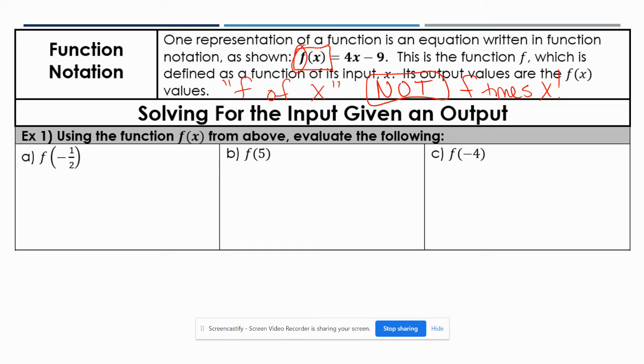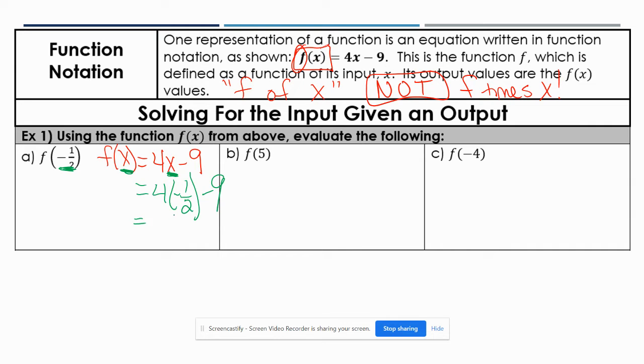How do I evaluate? Well, remember it says to use the equation from above, and that was f of x is equal to 4x minus 9. Well, it's asking us right here to change this x to negative 1/2. That means we're plugging negative 1/2 in for the x there as well. So we would have 4 times negative 1/2 minus 9.